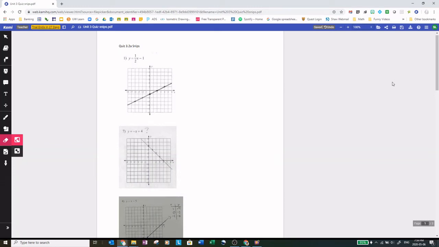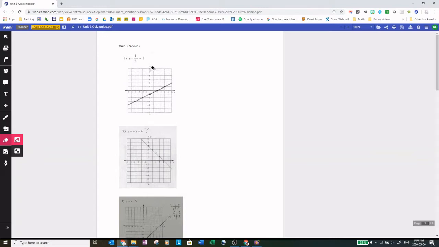Okay, hi everybody. I want to talk for a minute about graphing and how accuracy in graphing matters and what accuracy looks like. So starting with this first example up at the top here, these are all from quiz 3.2a, and this is question one. This is an excellent graph here.